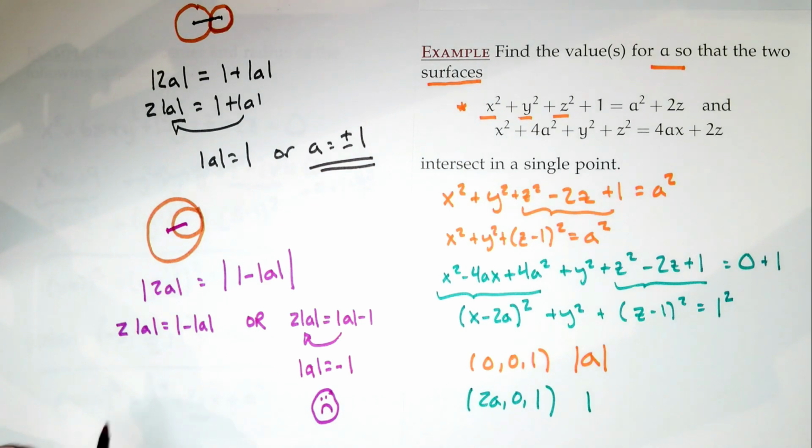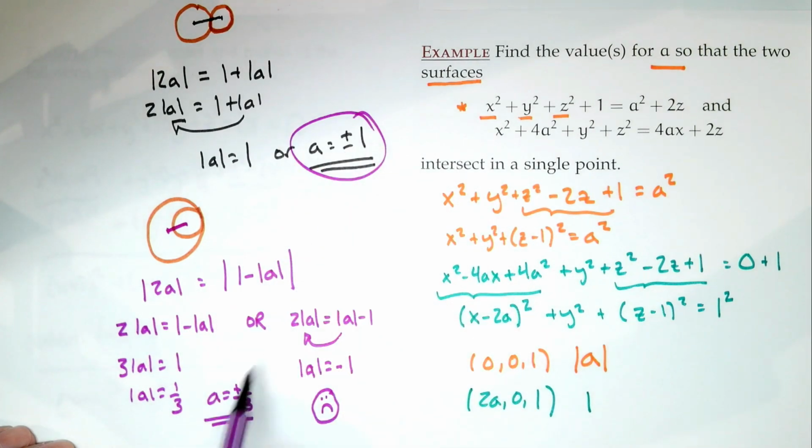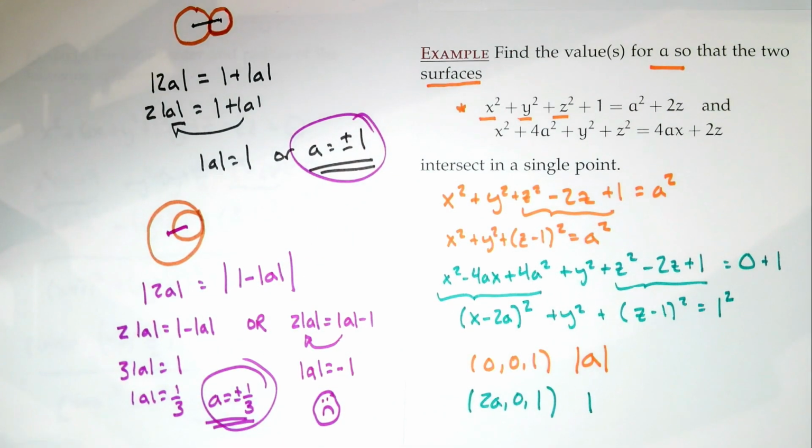Okay, how about over here? What happens? Well, add absolute value of a: 3 absolute value of a equals 1, or absolute value of a equals 1/3, or we can conclude a equals plus or minus 1/3. And therefore, it's plus or minus 1 or plus or minus 1/3. Not so bad, but you have to think.